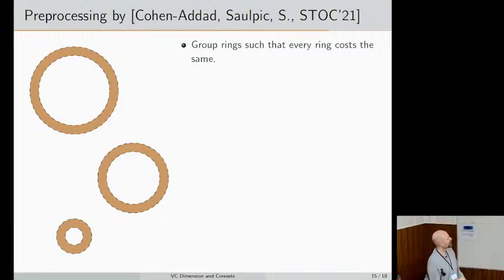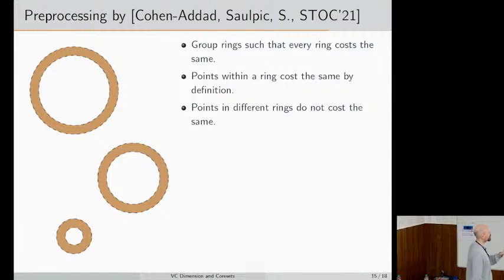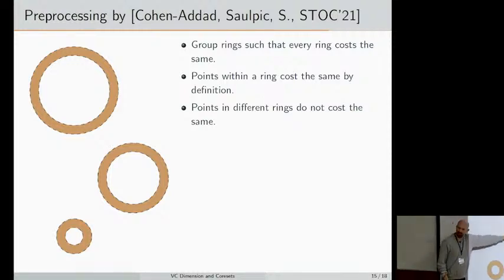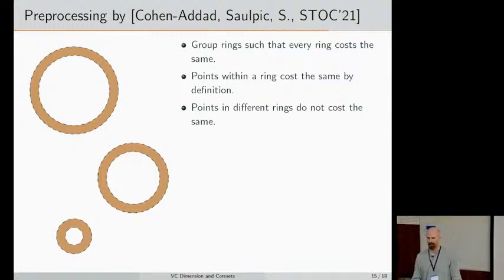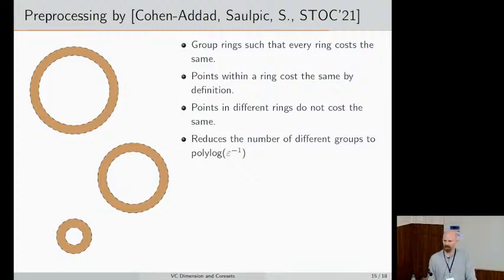So the rings here all cost the same, and within every ring, the points still have the property that they all cost the same. It's important to note that points in different rings do not cost the same. It's just the rings that cost the same. And why am I doing this? First off, it reduces the number of groups that I have to consider at the same time to polylog factors, if you do this carefully. So you don't have k log n in there anymore. You just have a very inexpensive polylog factor.